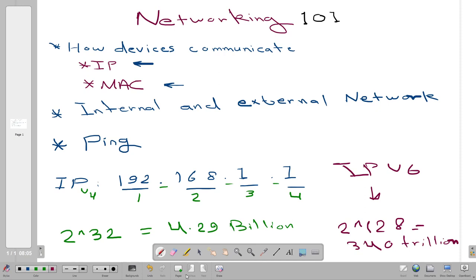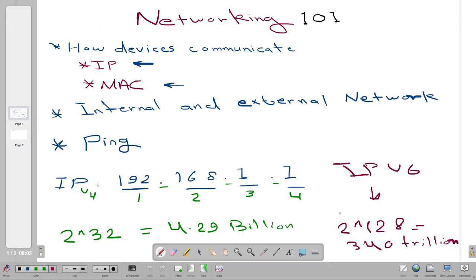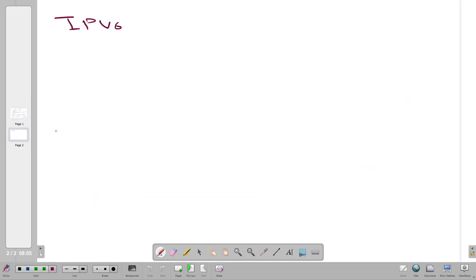Now let's switch the page. Okay. So let's talk more about IPv6. We saw the numbering system of IPv6, and we saw why it will be used more than IPv4 addresses. Now let's talk about how IPv6 addresses are formed.